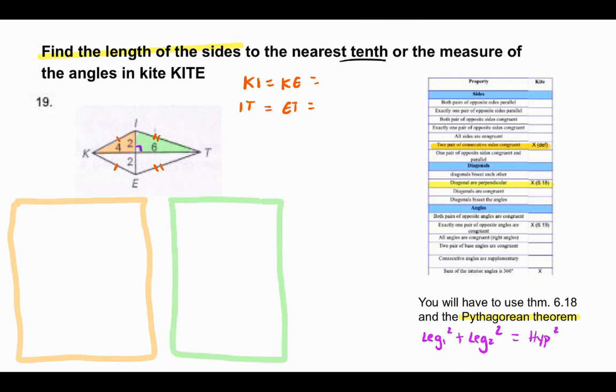This happens to create two pair of congruent right triangles. So I'm going to let x be the length of the shorter side and y be the length of the longer side. And this actually requires that we end up using the Pythagorean theorem. My leg pieces come from the diagonal, and my hypotenuse is the side of the kite.